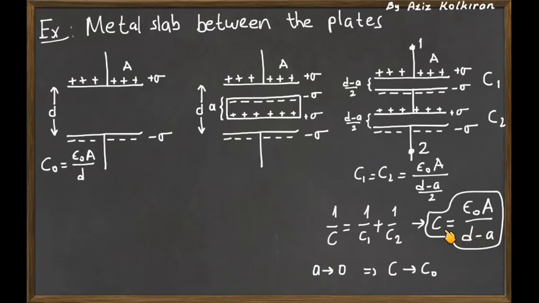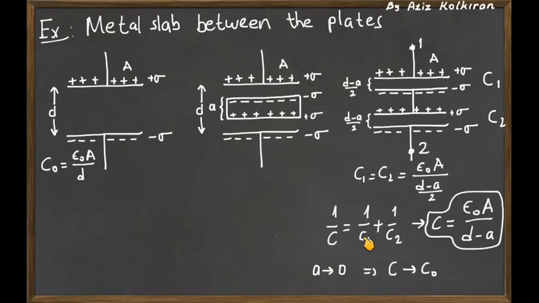So in effect, if you put this slab of thickness A in between the plates, then it is as if we reconfigure the parallel plate capacitor. Everything is the same, but the distance between the plates is equal to D minus A.